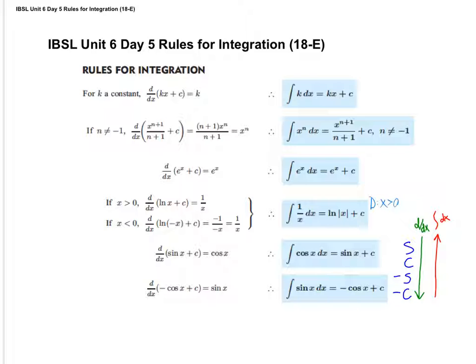Now, we skip this one, e to the x. This is the nice easy one from derivatives. The derivative of e to the x is e to the x, so the integral of e to the x is e to the x. That one's a nice one. So here we have these last two. The derivative of sine you know is cosine, so the integral of cosine is sine.